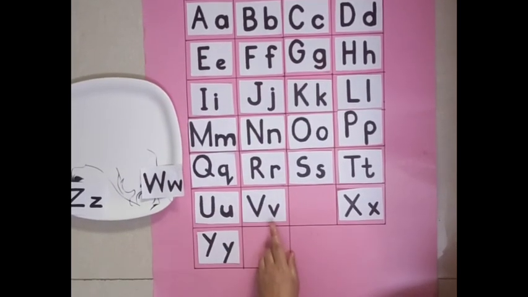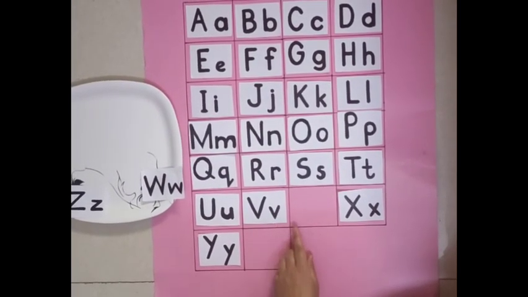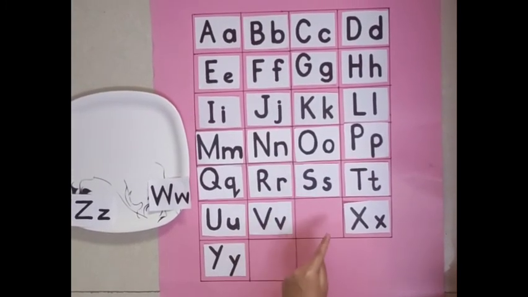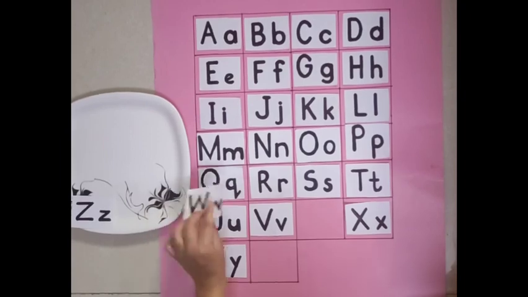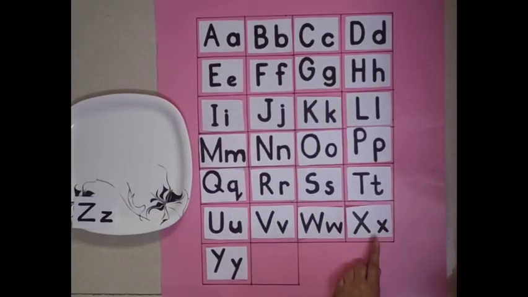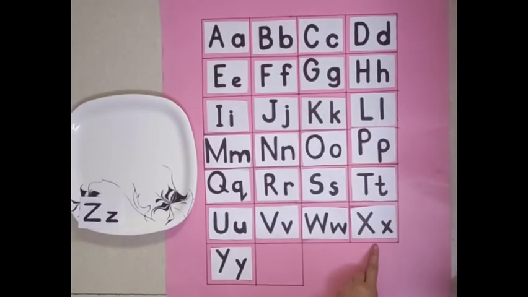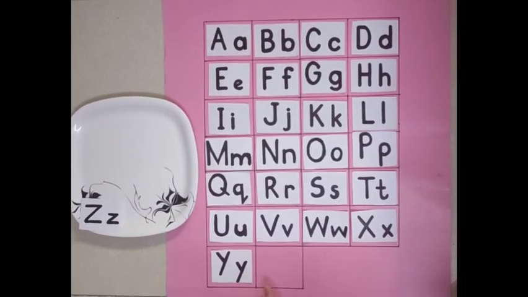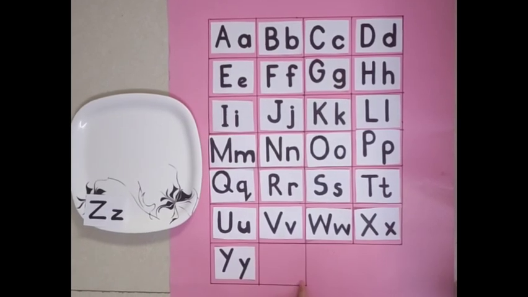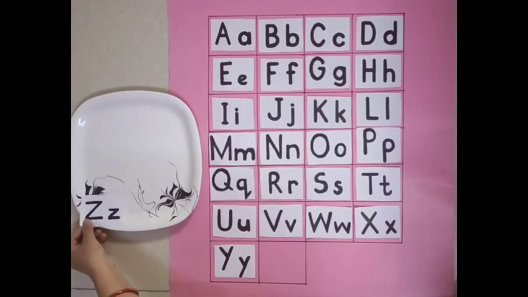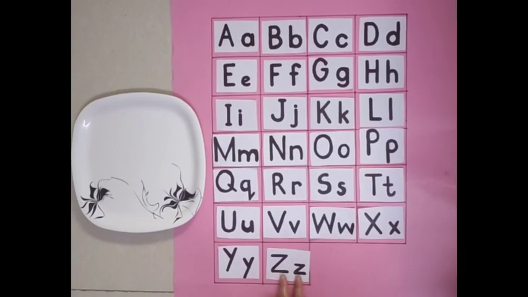Now this is alphabet V. After alphabet V, which alphabet is missing here? U, V, W. Very good. Now we'll keep alphabet W here. Now this is alphabet X. After alphabet X, this is alphabet Y. And after alphabet Y, which alphabet is missing here? Tell me, kids. Yes, alphabet Z. So we will keep alphabet Z here.